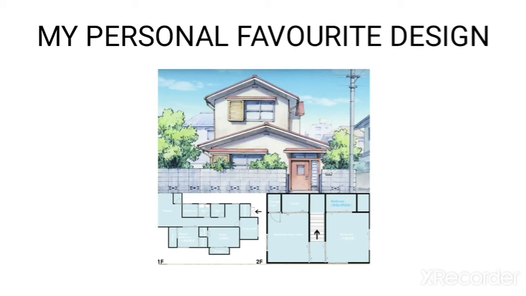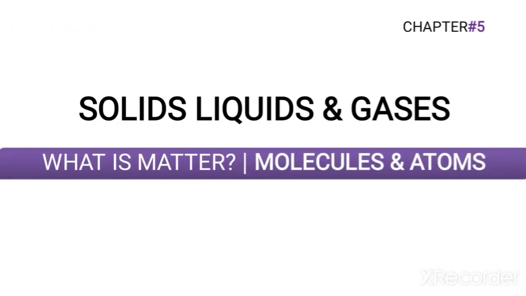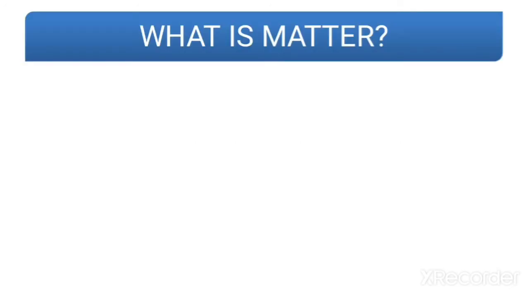and you can draw it accordingly. Now we shall start with today's lesson, which is Solids, Liquids and Gases. This is chapter number 5 from the textbook, and today's topic of discussion will be what is matter, and also we will be learning about molecules and atoms. So let us start with part number 1 of the lesson, Solids, Liquids and Gases.